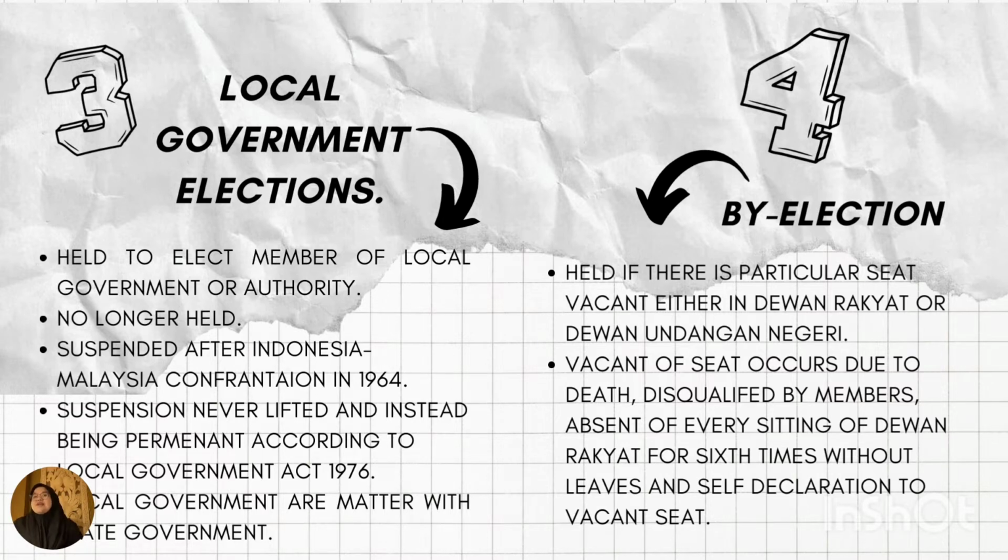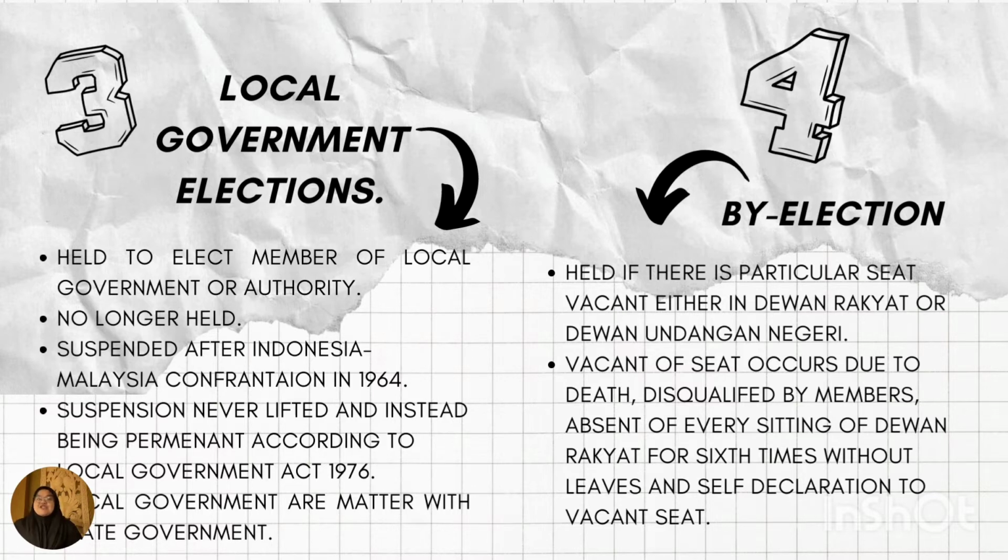The third type of election in Malaysia is the local government election. It was held to elect members of the local government, who would sit as a board of directors for the local government authority. However, this election is no longer held. It was suspended after the Indonesia-Malaysia confrontation in 1964. The suspension was never lifted and instead became permanent according to the Local Government Act 1976. Therefore, local government is now a matter for the state government.